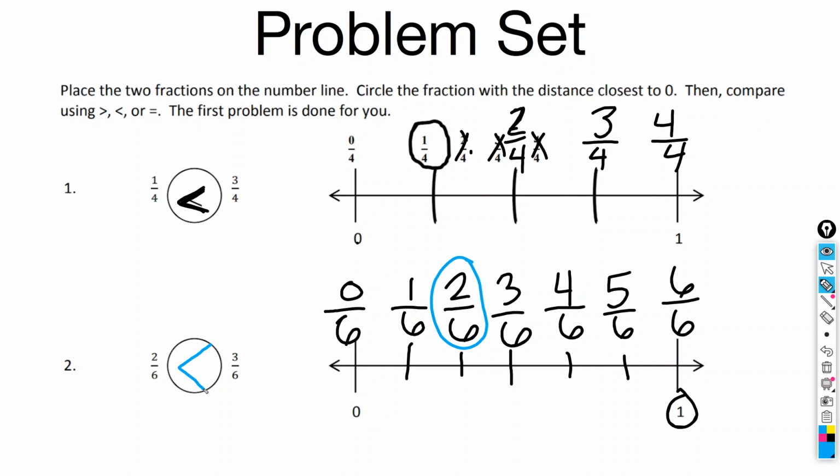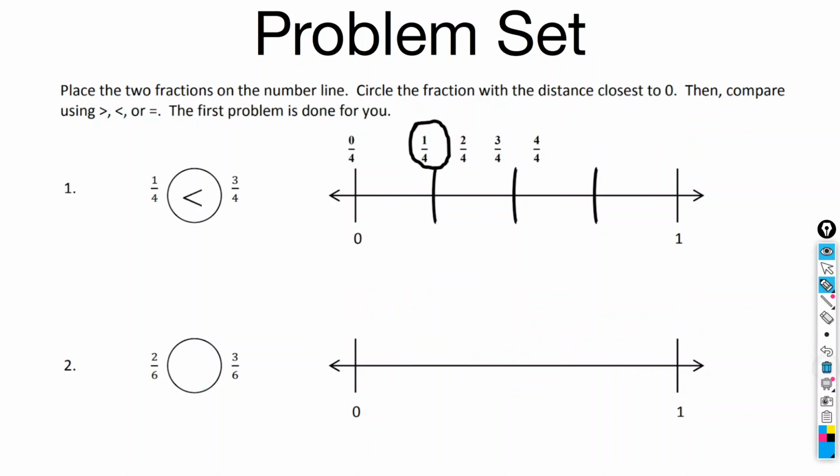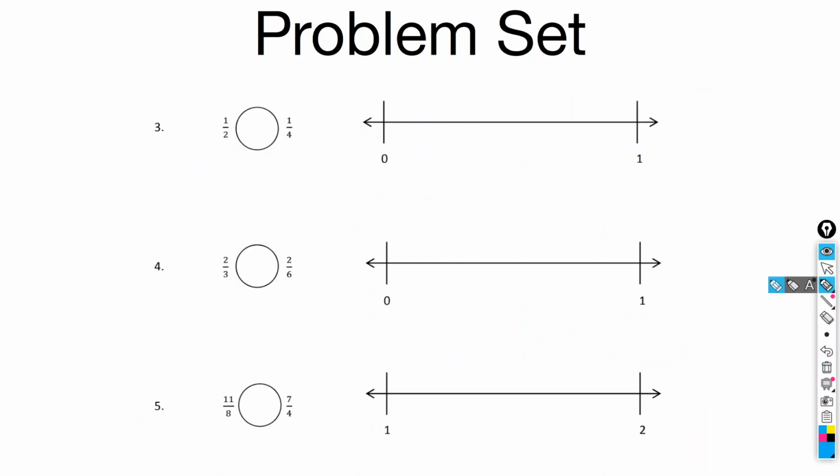As always, if you need to pause the video to catch up, feel free to do so. I'm going to go ahead and move on to number 3. Number 3 is 1/2 and 1/4. So the bottom numbers are not the same, so we need to be able to break this into half and into fourths. So first I'm going to start with half, which is just right down the middle. Next I need fourths. Well, we know to get fourths, you break it in half, which we already did, and break it in half again.